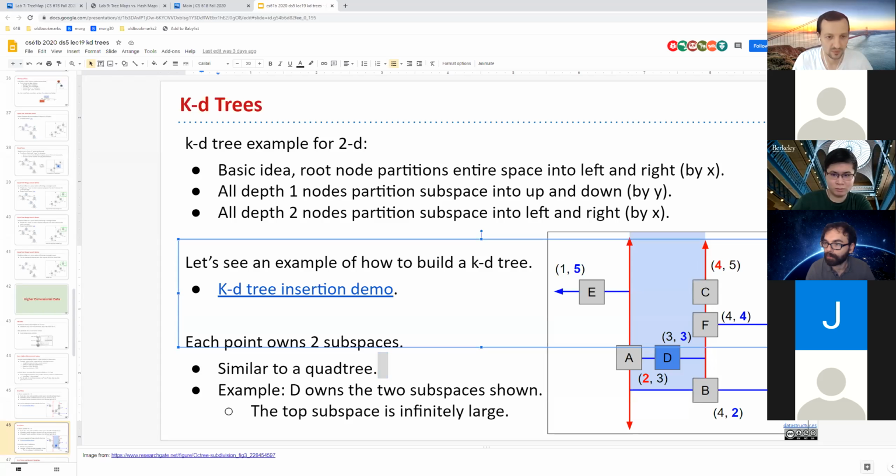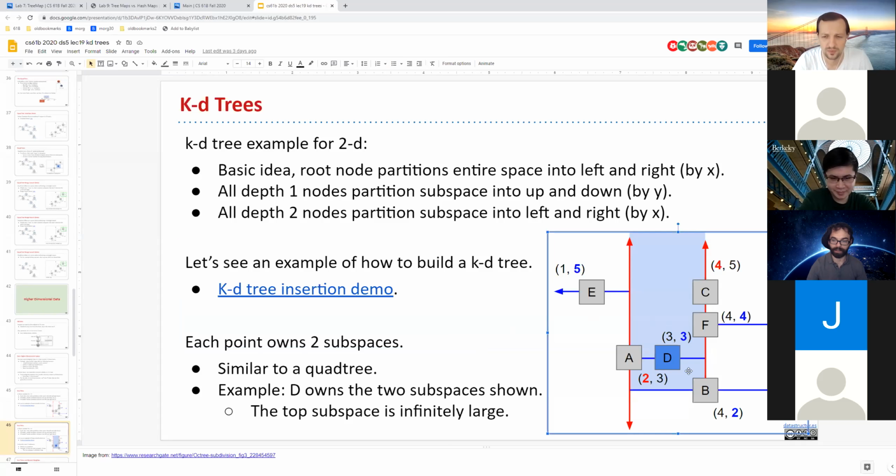Okay, let me see. Let me pull this up. Okay. So what it boils down to is you can make up an arbitrarily complicated partitioning scheme. Anything works in theory. All you need really is that the subspaces don't overlap. For example, D owns this top space and this bottom space. And yes, some of its children may subdivide this space, but as long as it's a hierarchical subdivision of the space, then any point lives somewhere. You've taken the space and broken it into someone's domain.